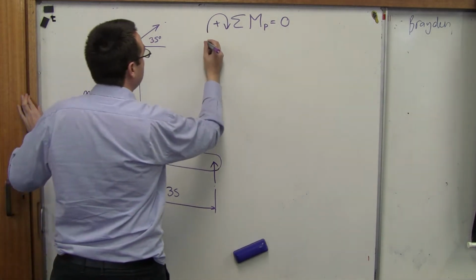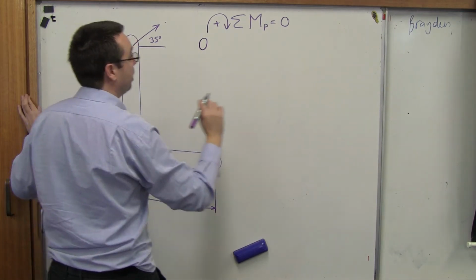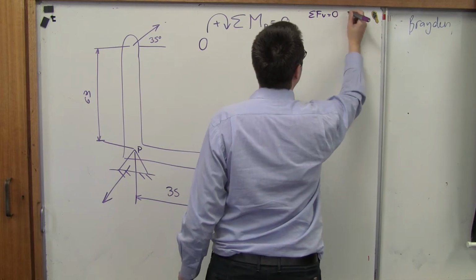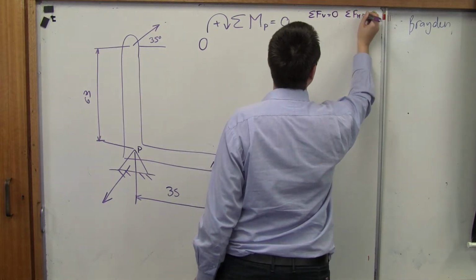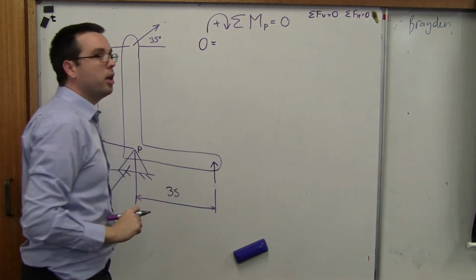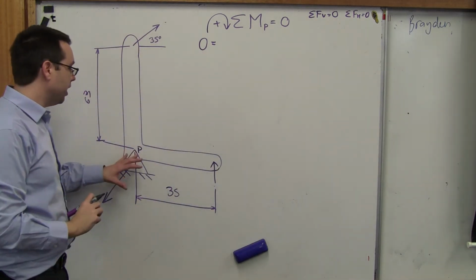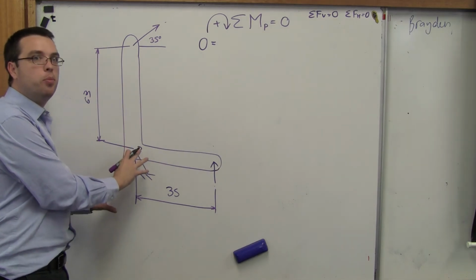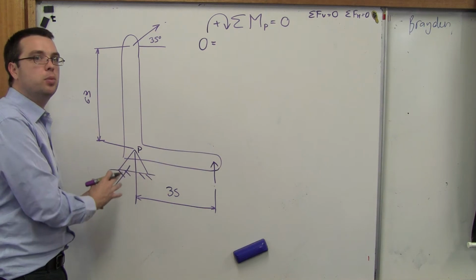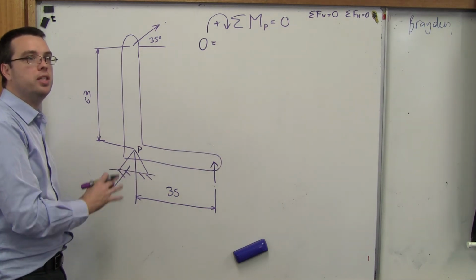Now, there's two other statements we have as well. We have the sum of the forces vertically have to equal 0, and the sum of the forces horizontally have to equal 0. But we're going to worry about moments to start off with. Now the reason why we like moments is that we can then ignore anything that's happening at point P, because anything that's happening at point P, the perpendicular distance to point P is 0.